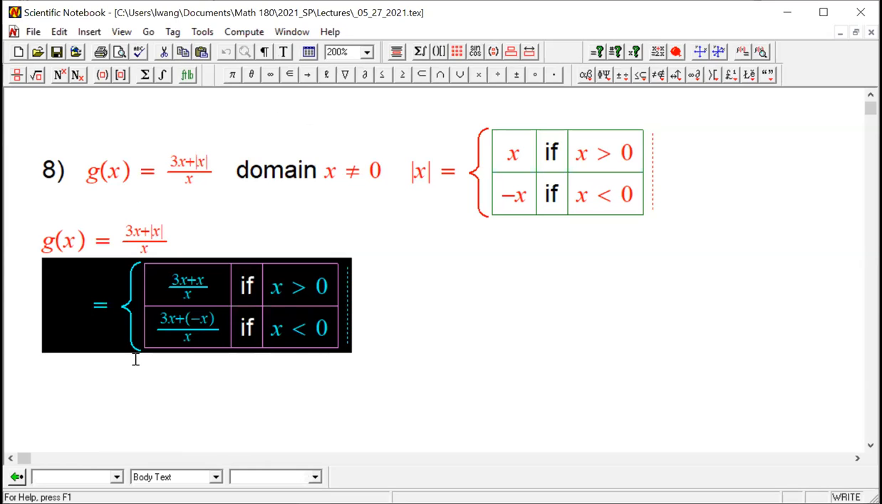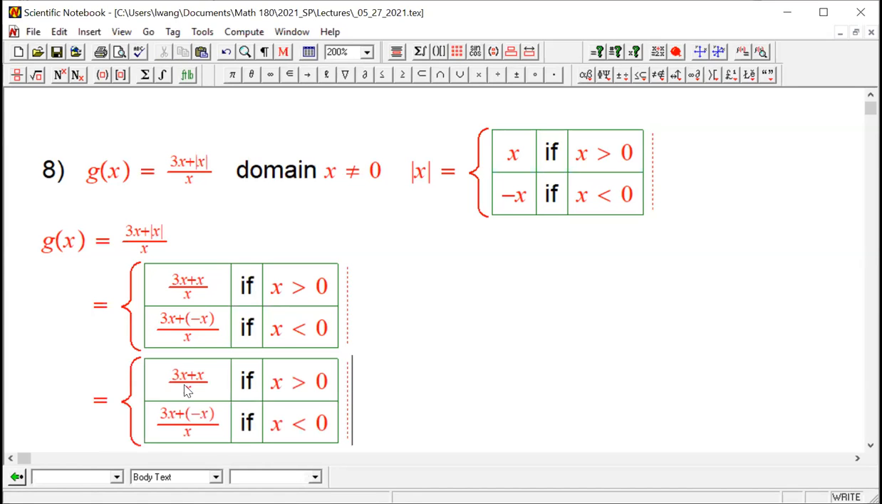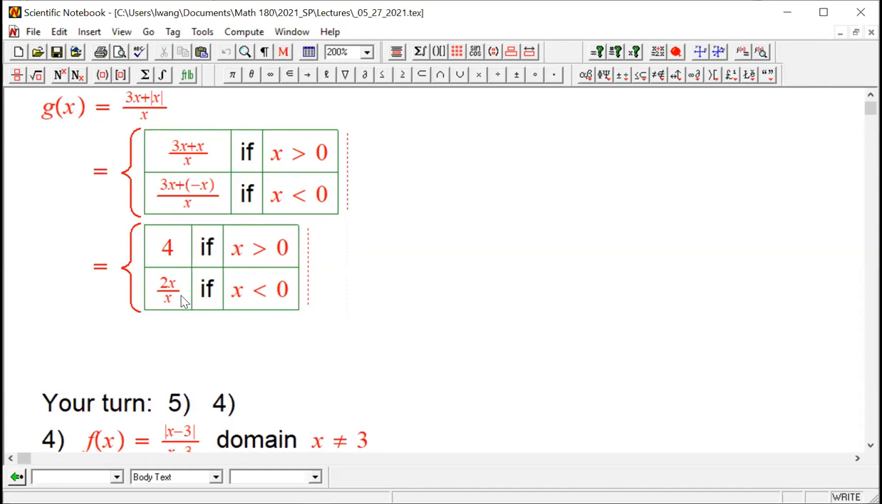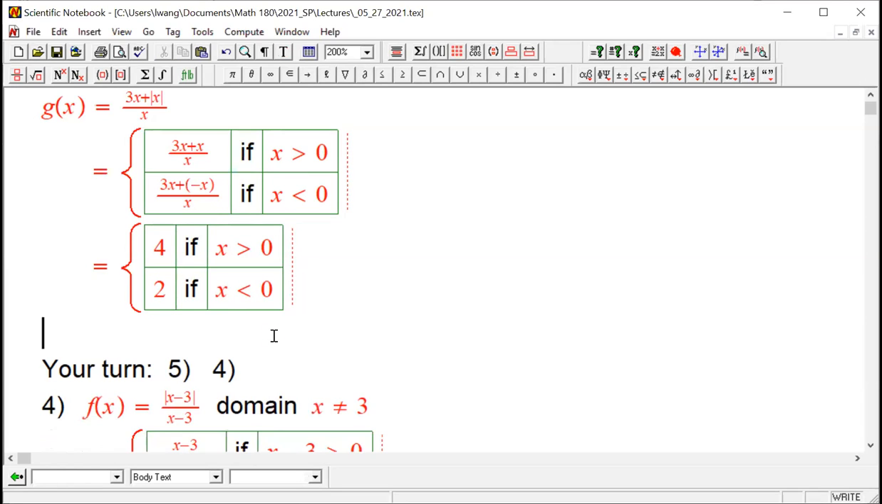And then we're almost there. The rest is just simplifying. All we do is try to get rid of the absolute value sign. Over here is going to be 4x. 4x divided by x is a 4. And over here is 2x. 2x divided by x is a 2. Done.